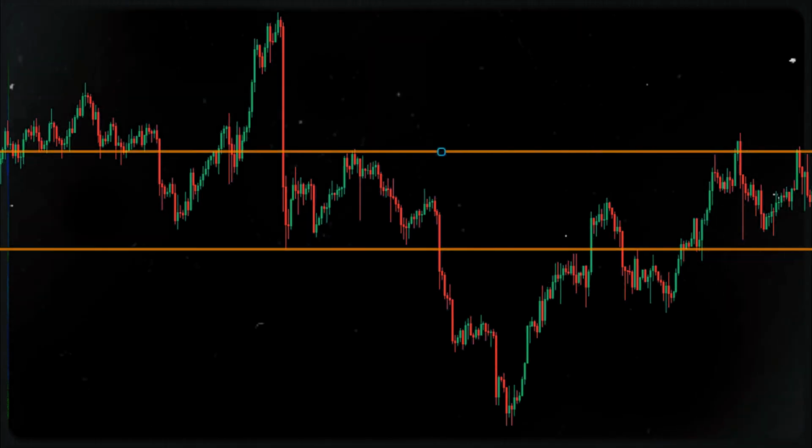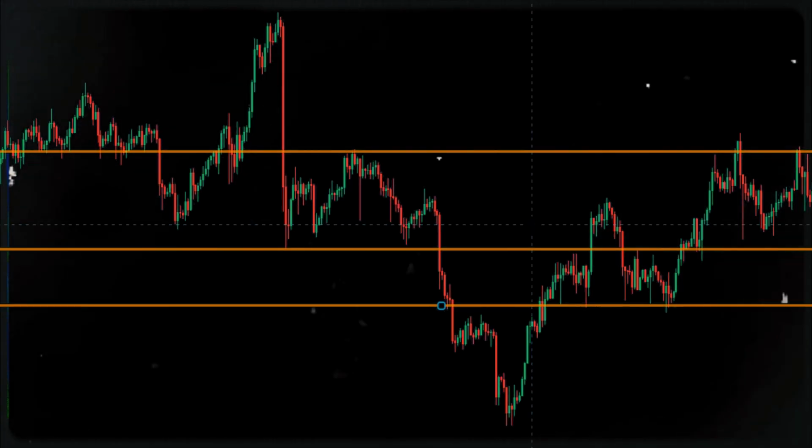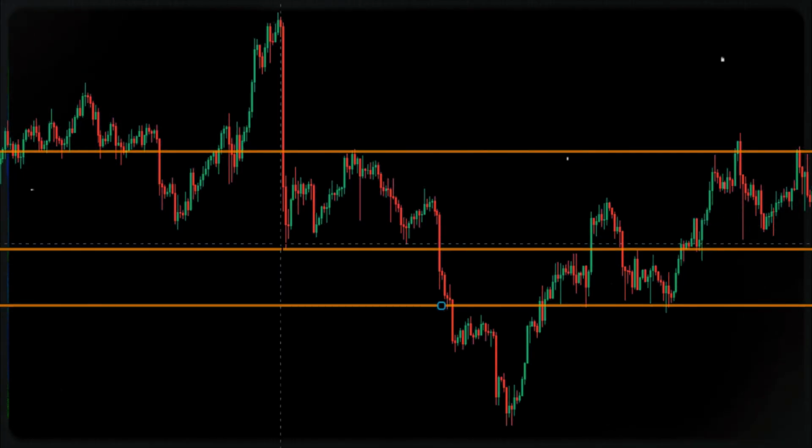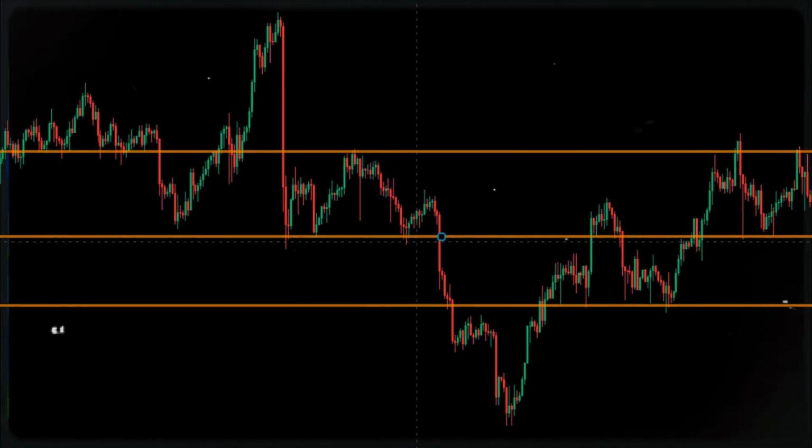For take profit, the rule is simpler. Look left. Find the nearest significant price level where price previously reversed: a prior high for sells, a prior low for buys.